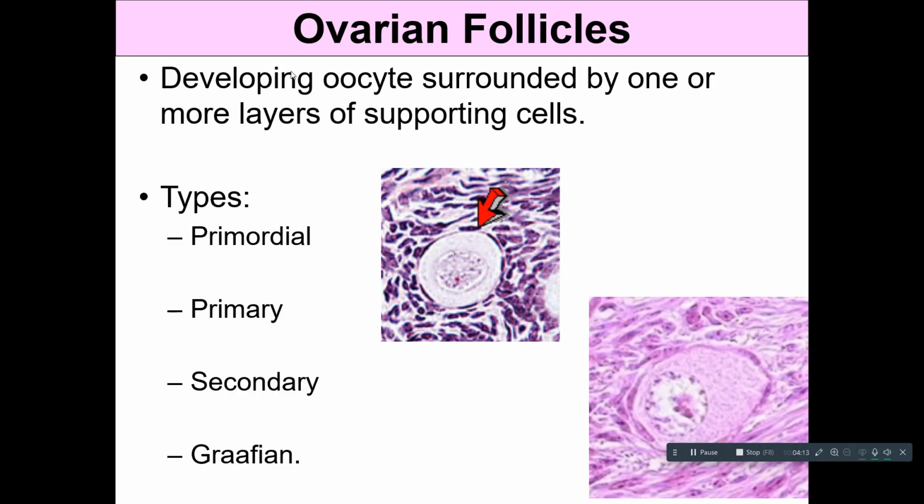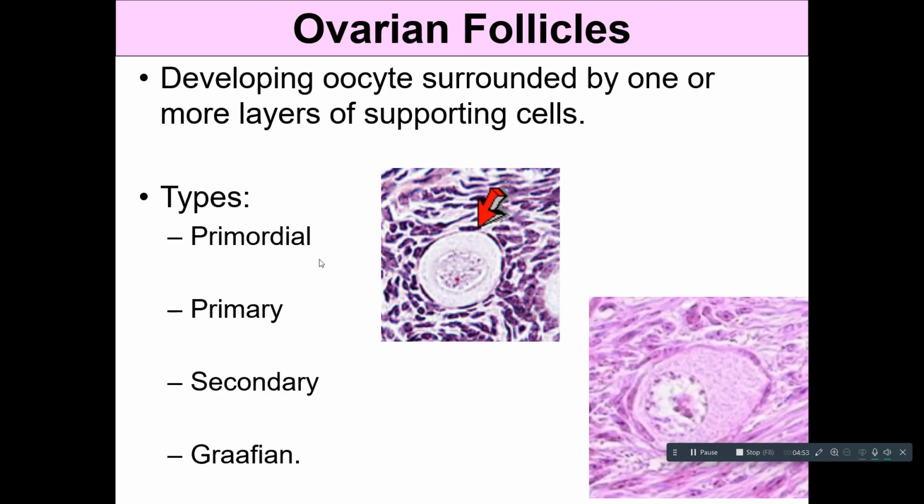In the ovarian cortex, we find ovarian follicles. Ovarian follicles consist of a developing oocyte, like a developing gamete, developing sex cell, surrounded by one or more layers of supporting cells. And there are actually four different basic types of ovarian follicles. There's primordials, primaries, secondaries, and Graafians. And these are two primordial follicles here. These are the typical beginning follicles. A female at birth has her lifetime supply of follicles, and all of the follicles she has at birth are going to be primordial follicles.